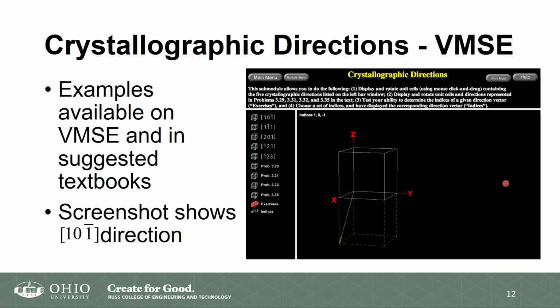And so if you go back to the VMSC site, which I provided in the very first lesson, you can see some other examples, and you'll be able to visualize some of these vectors. And so this is an example here, which is representative of the 1, 0, overbar 1. So this vector here represents this particular Miller index direction.